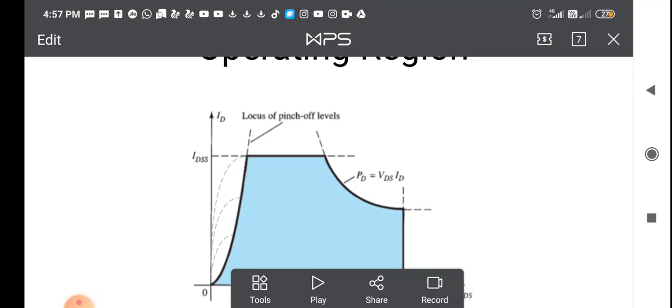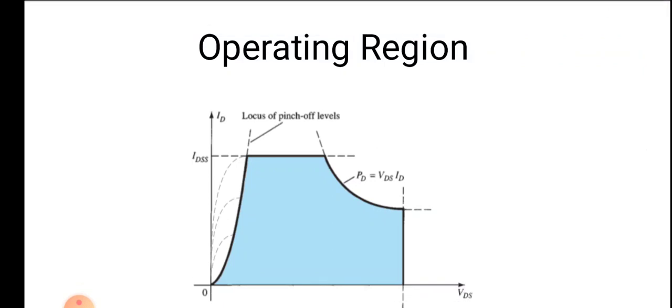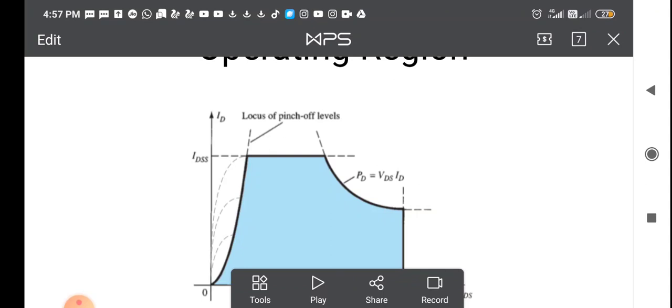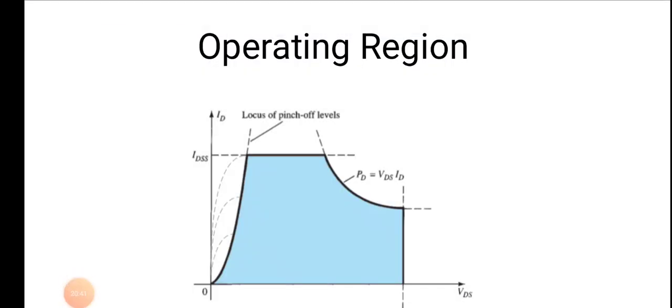Now you can see that here there is one region which is referred to as what? The breakdown region. It is not mentioned here, but the curved region is called the breakdown region, where PD equals VDS into ID. This is nothing but the product of the voltage you have applied across the FET, between drain and source, and the current that flows because of it. So that region tells you the power at which your FET is operated.